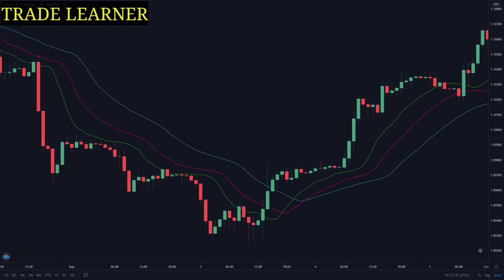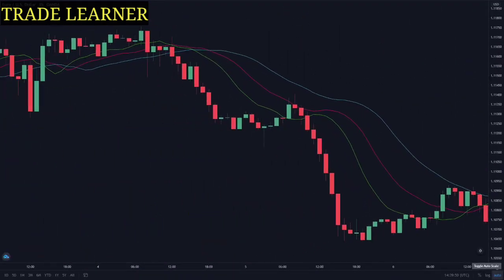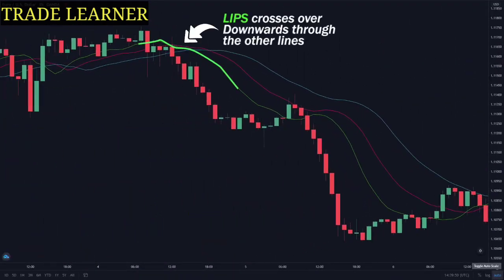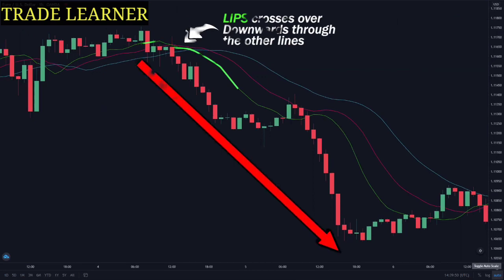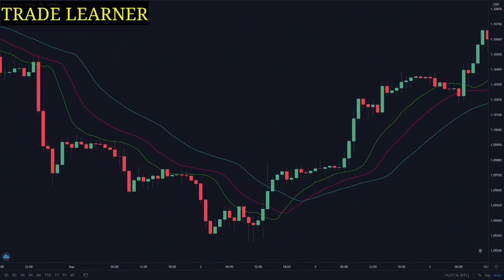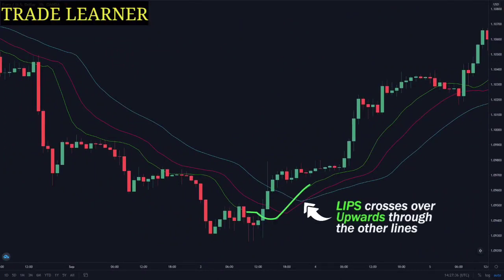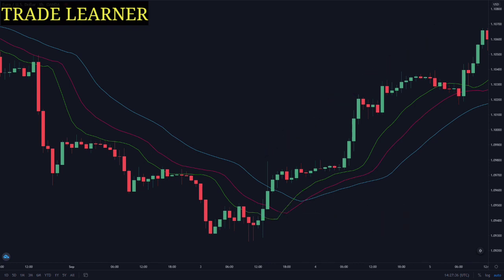The movement of the lips determines whether or not we take a long position or a short position. So the way we use the indicator is actually very simple. When the lips cross downwards through the other lines, it indicates that there may be a chance that the market is in a downtrend. And if the green line crosses upwards through the other lines, it indicates that there may be a chance that the market will be uptrending. But don't take positions yet. There are other important factors that we need to discuss before confirming that it's a trend.